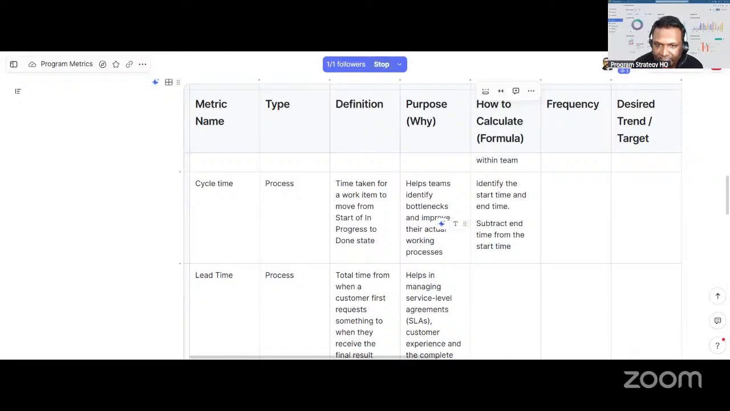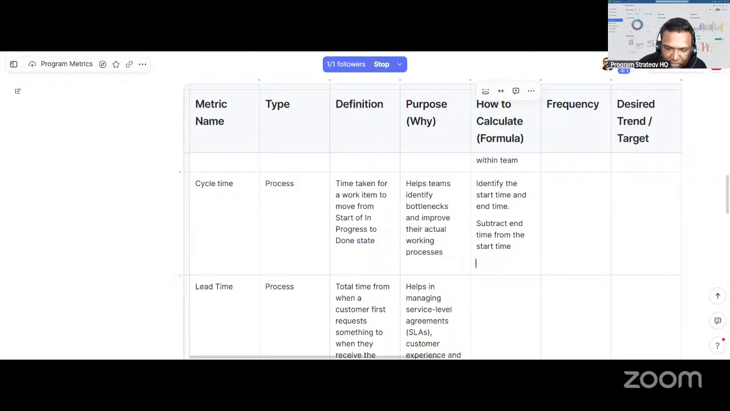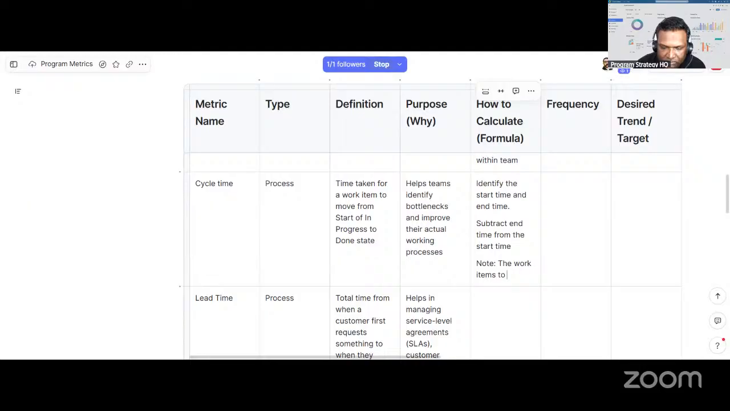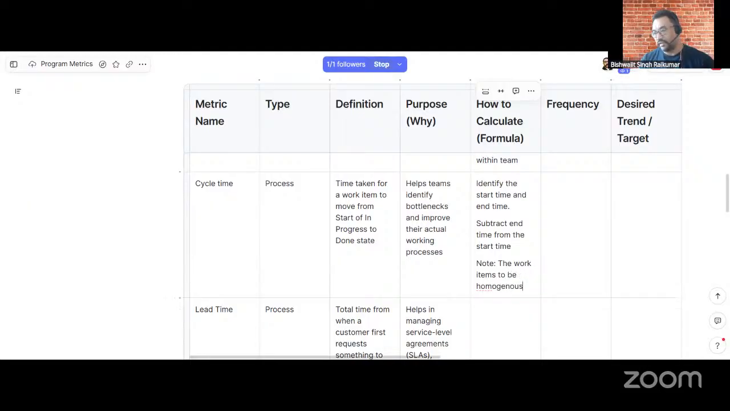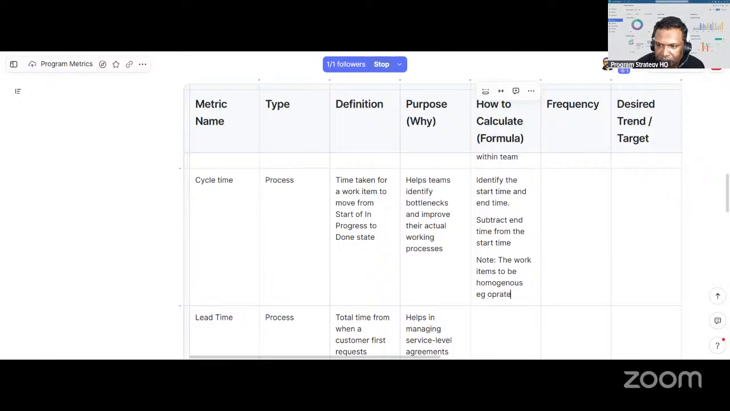Good discussion. So here I'll put a note: the work items need to be homogeneous, similar kind of things. Example, operations, where the same kind of things keep on coming. There we can use cycle time, lead time, and everything. Frequency.